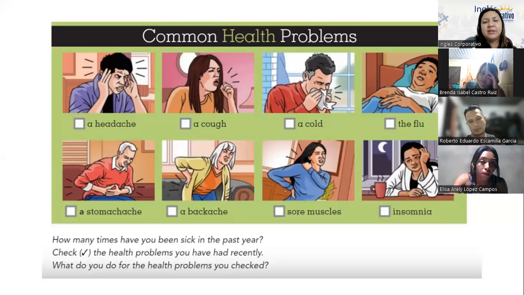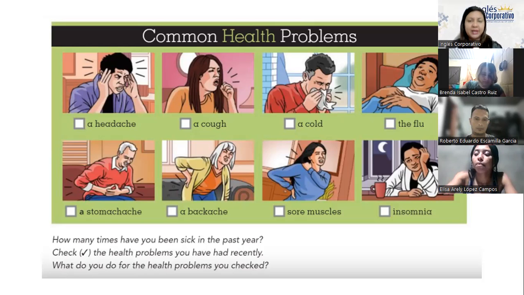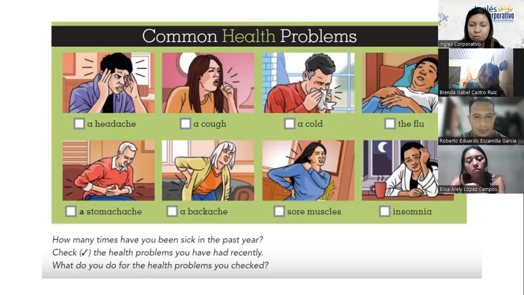Okay, so can you tell me the health problems you have had recently? What health problems have you had recently? Oh, I have others. For example, diarrhea. That is the pronunciation. Diarrhea. I wasn't sure about the spelling. It's with H, diarrhea, okay? So what health problems have you had recently? Maybe the flu, maybe a cough. Cough is tos. Maybe insomnia, stomachache, headache, fever.